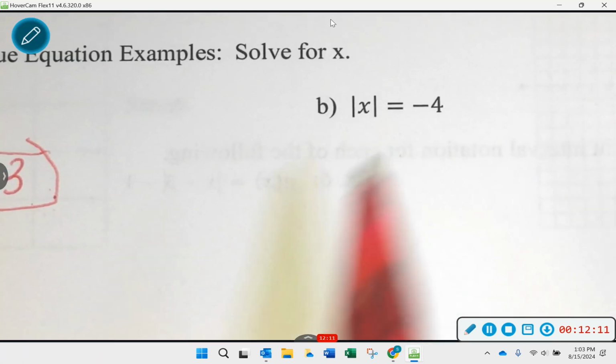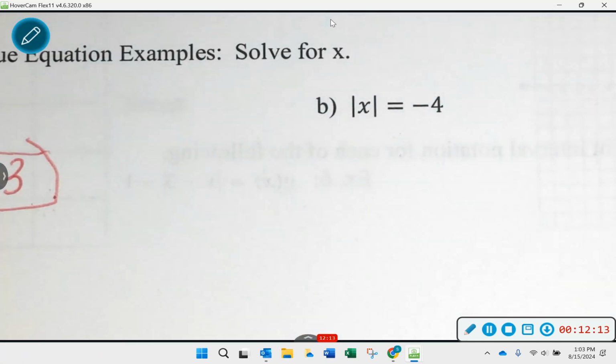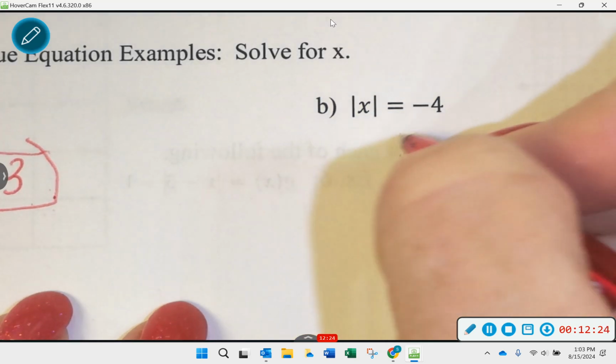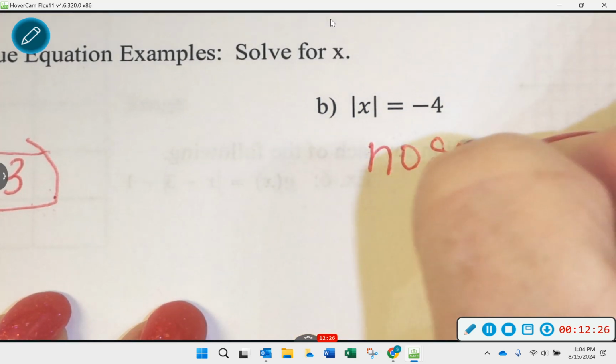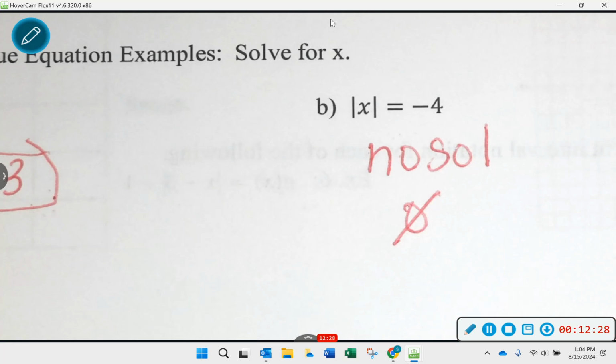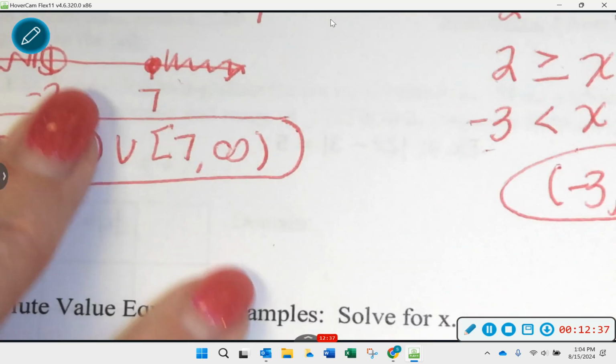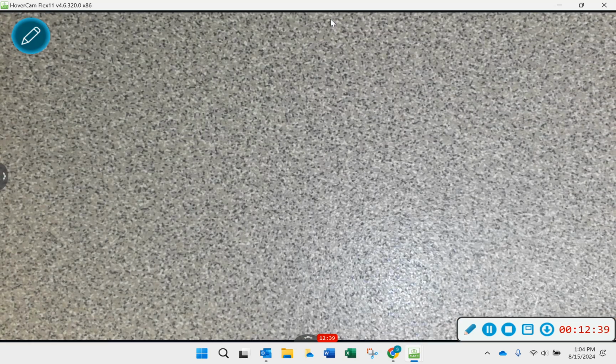What about this one? The absolute value of something has to equal negative 4. What do you think? Okay, I agree. It's not going to happen, is it? There's no number that's going to work. We really don't want to say undefined, though. It's better to say no solution, or you could say the empty set. That just means there's nothing that's going to work. Impossible.